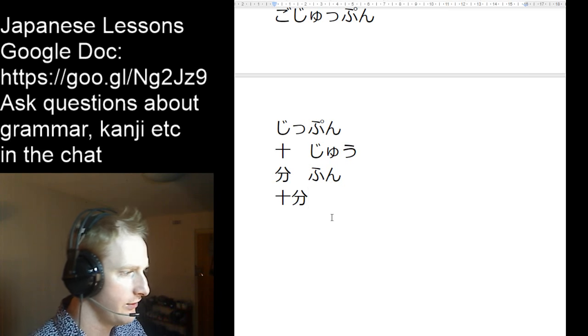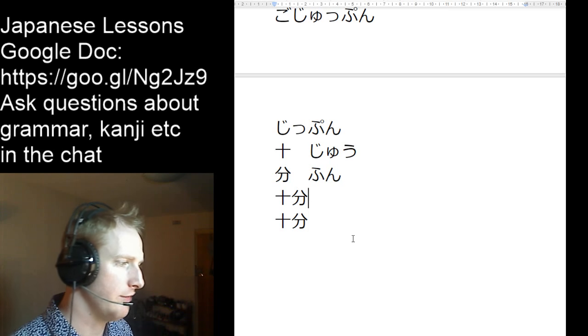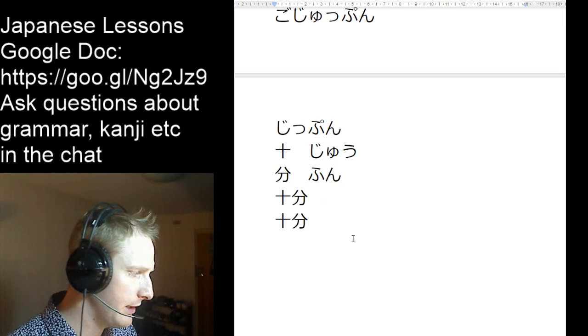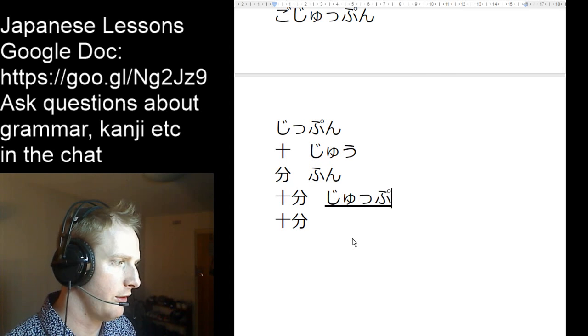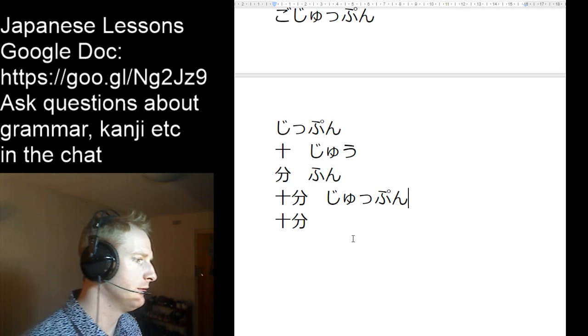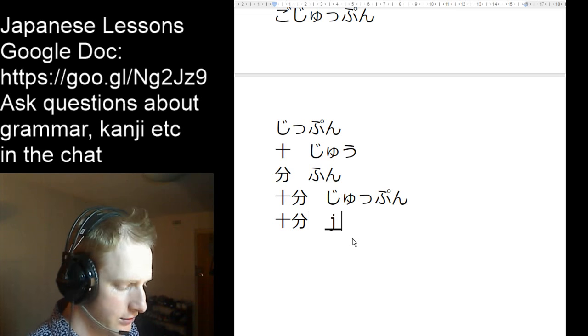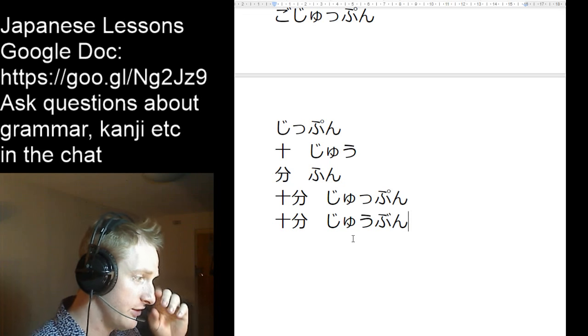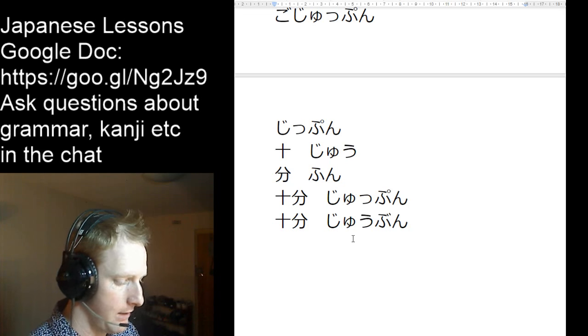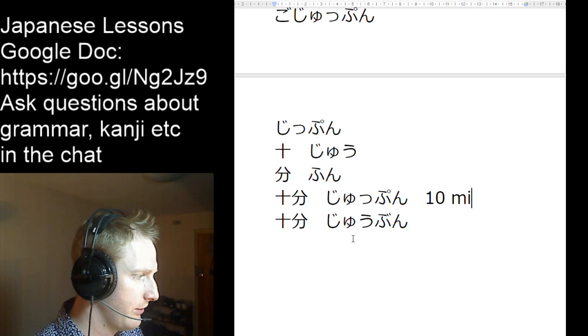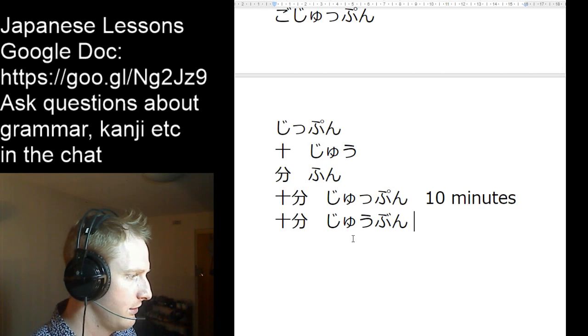Alright, but this kanji can actually have two readings depending on the context. So we can have our usual one, juppun, which is 10 minutes, which is the one we just saw. But we can also read this kanji as jubun. Now what's the difference between these two? Well, like I said, this is 10 minutes.